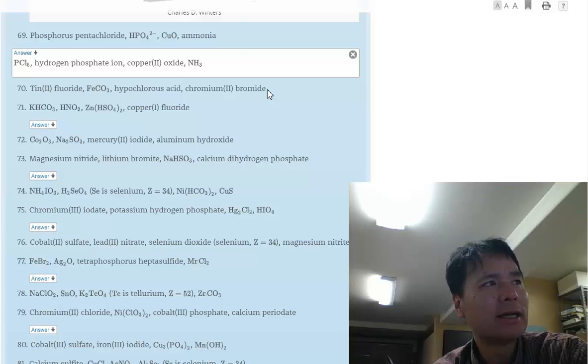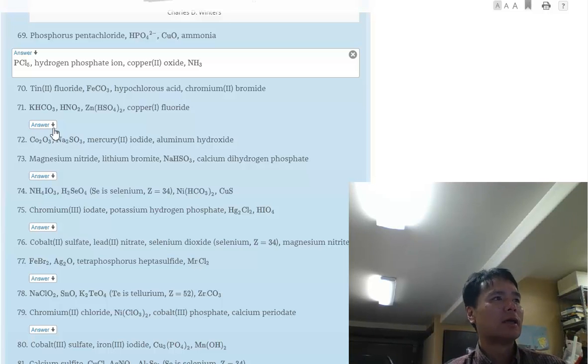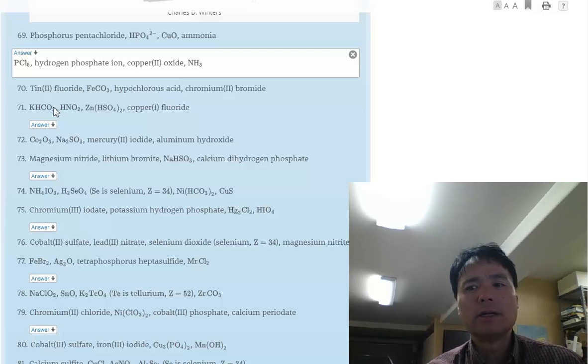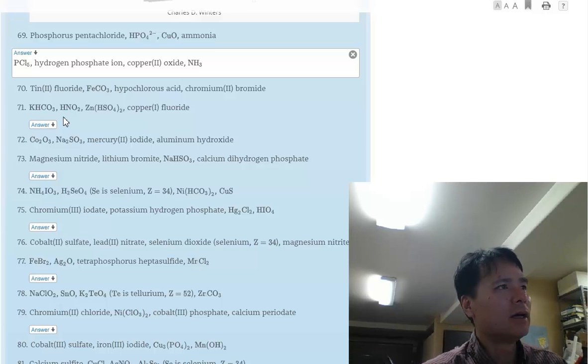Chromium 2 bromide. Alright, chromium 2 is 2 plus, bromide's 1 minus, so it would be CrBr2. Okay, let's go on to 71 here, which would be potassium hydrogen carbonate or potassium bicarbonate would be the first one there. HNO2. Nitrate is NO3 minus, so therefore nitrite is NO2 minus, and so when we have ite, we have to replace it with ous acid, so this would be nitrous acid.